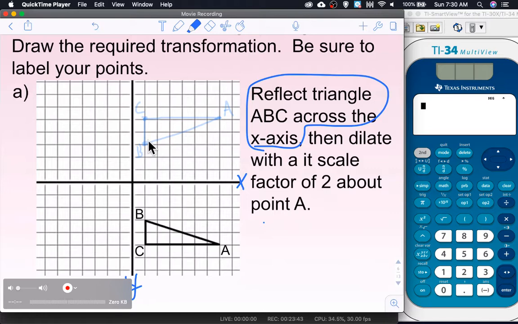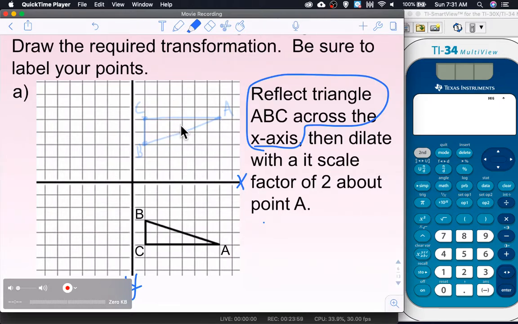And you notice I did A. Once you have 1 or 2 points, you can kind of just recreate the image. I saw that A was horizontally across from C, to the right of C, and I just put it across. So now we have that. That's the first piece of the puzzle.